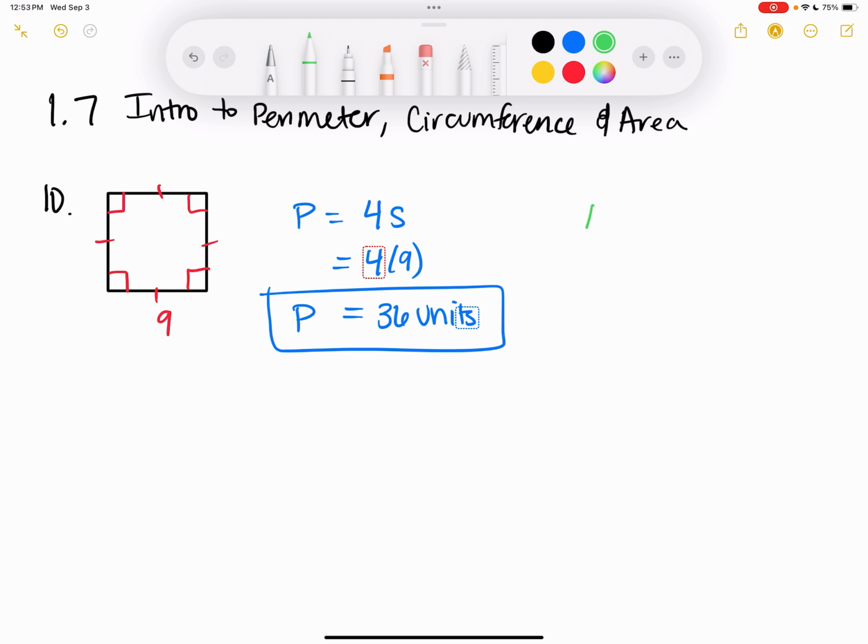Area is side squared. So I'm going to take the side length of 9 and square it. And so 9 squared is what? 81. So my area is 81 units squared. You can write square units, whatever, but I do it this way for the abbreviation. It's shorter. And that's all you have to do on those ones.